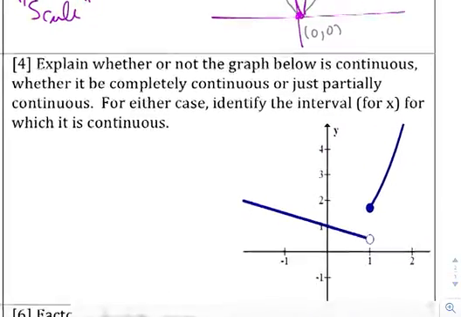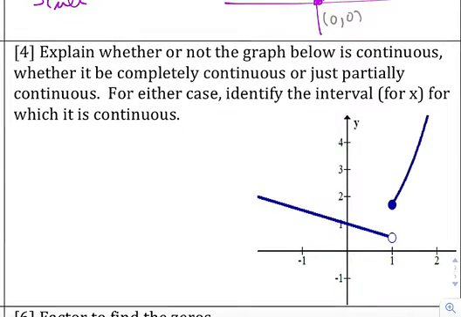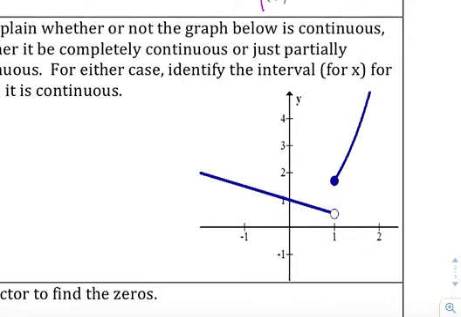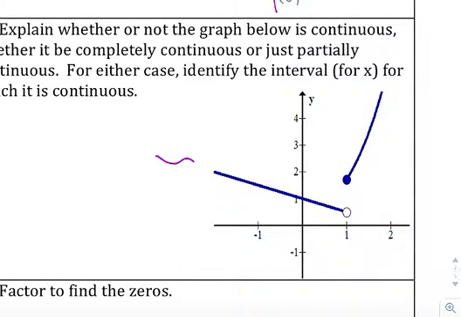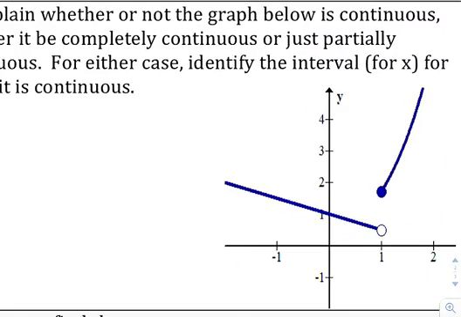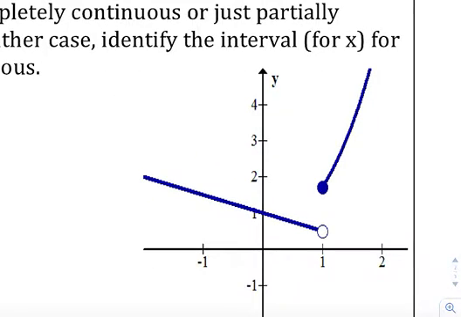Okay, so we need to explain whether or not the graph below is continuous, whether it be completely continuous or just partially continuous. For either case, identify the interval of x for which it is continuous. So if you remember from last time, a nice common definition for continuity has to do with whether or not you can draw the whole function left to right without picking up your pencil.